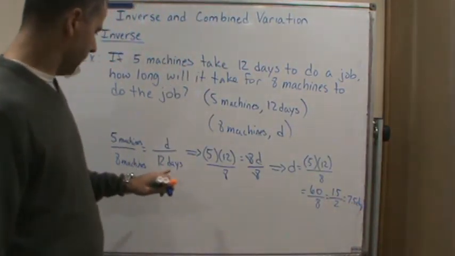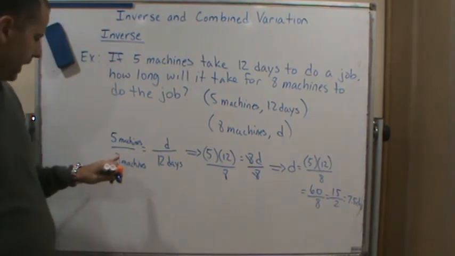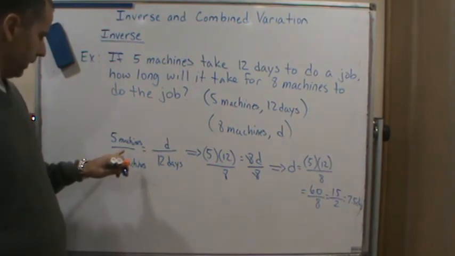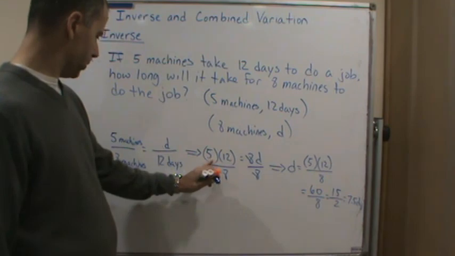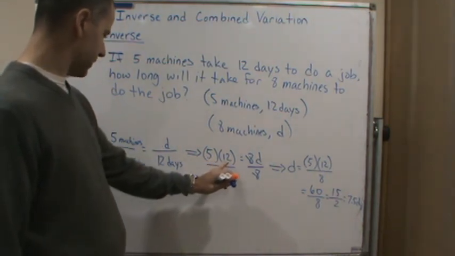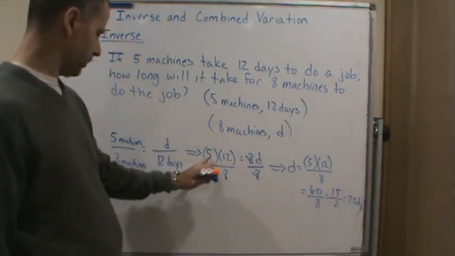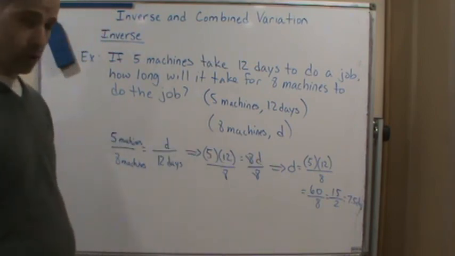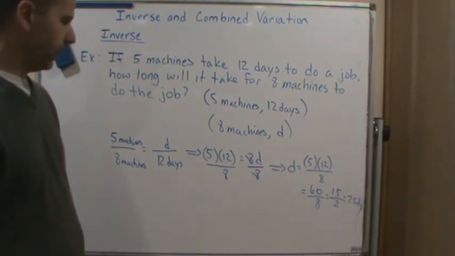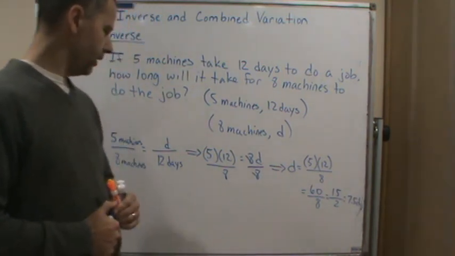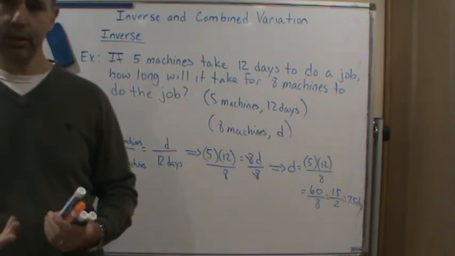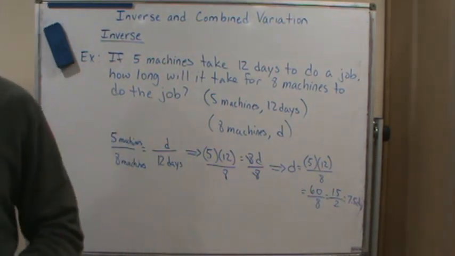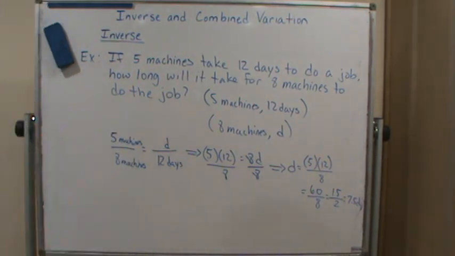And again, do the units work out? Yes, because I get machines times days over machines. So the units of machines cancel and I get days. So I'm good. So it takes 7.5 days for 8 machines to do the same job. And that's how you work out a proportion when you're dealing with inverse variation.